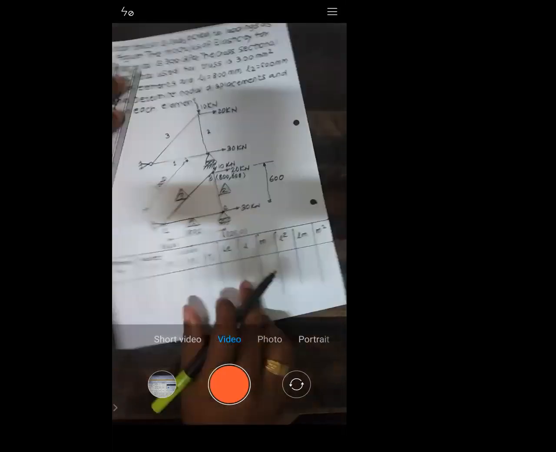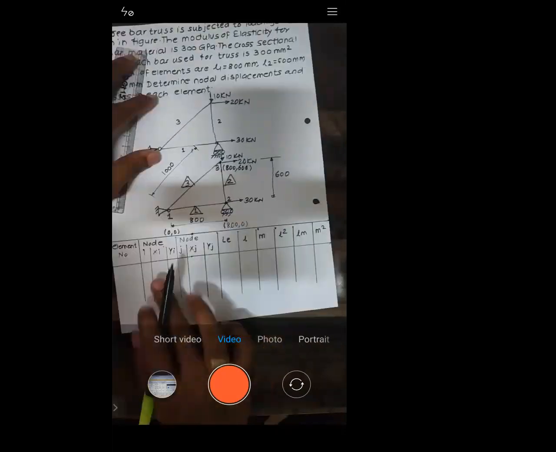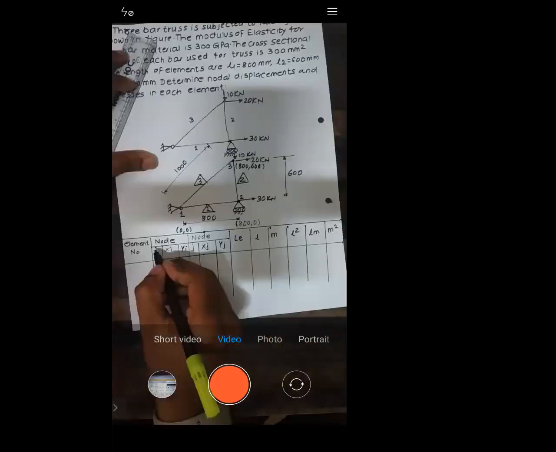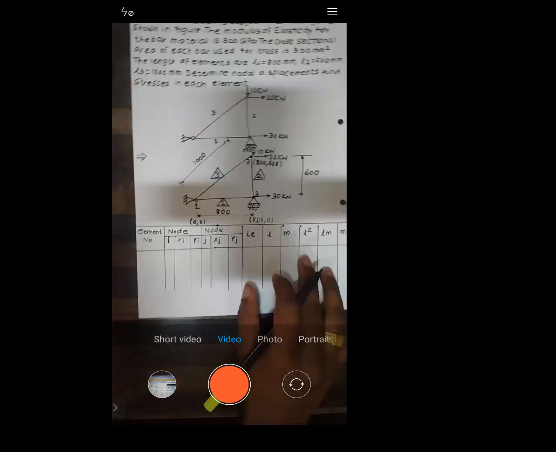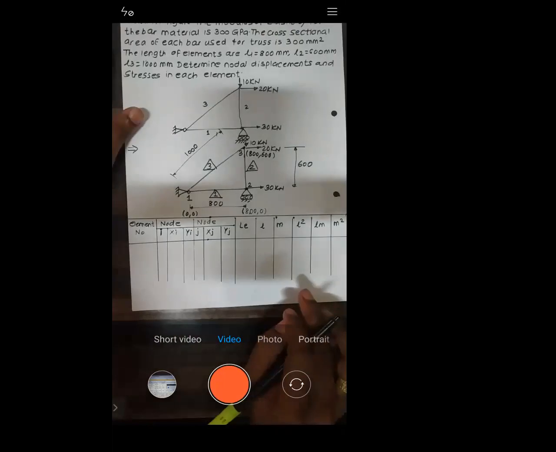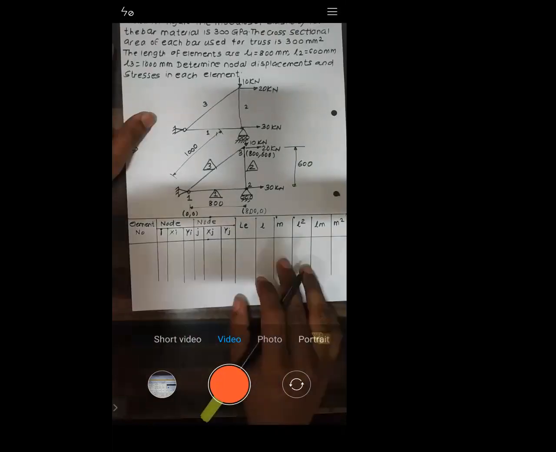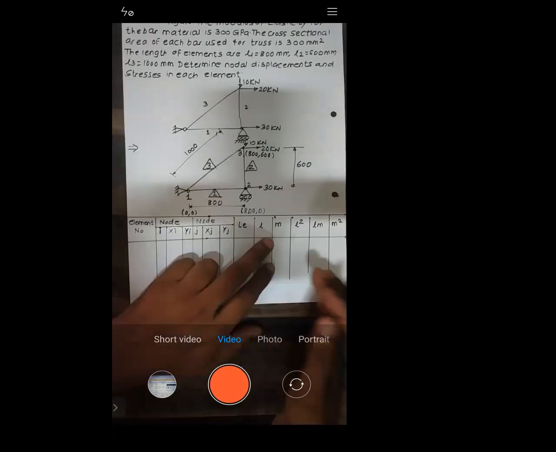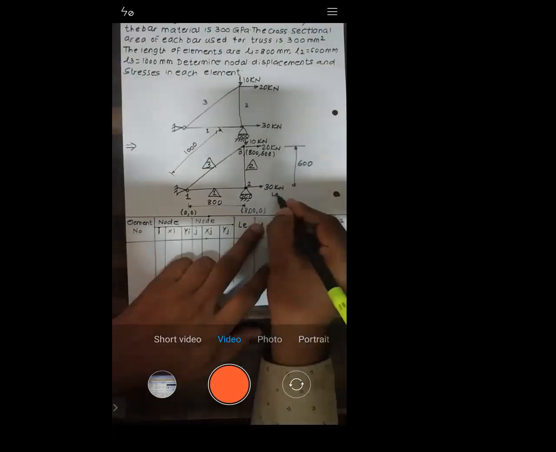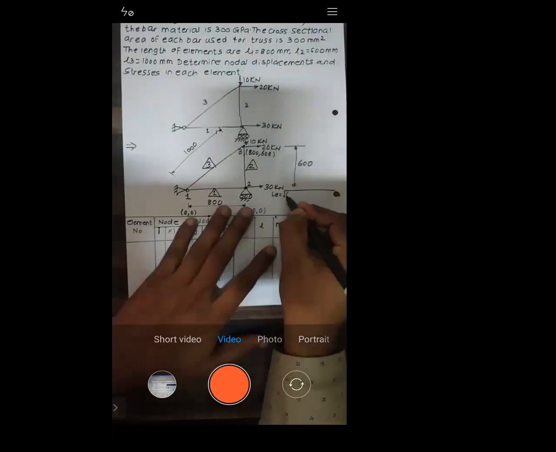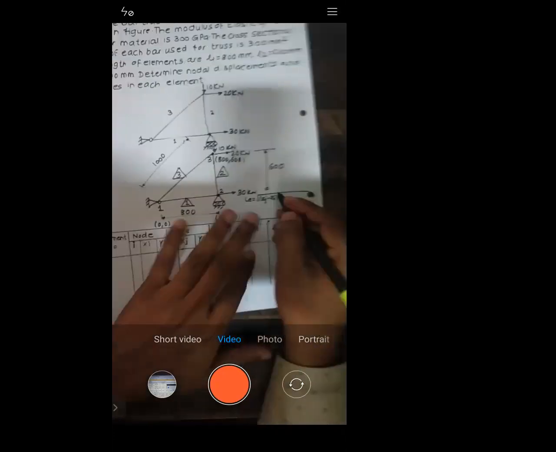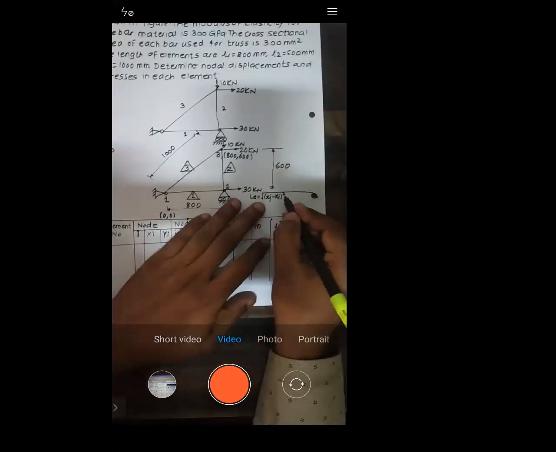So we should fill this table rightly. This is for node I and node J. We should fill this table now. For that, you require some formulas. So what was the formula for the length of the element? It was square root of (Xj minus Xi) square plus (Yj minus Yi) square.